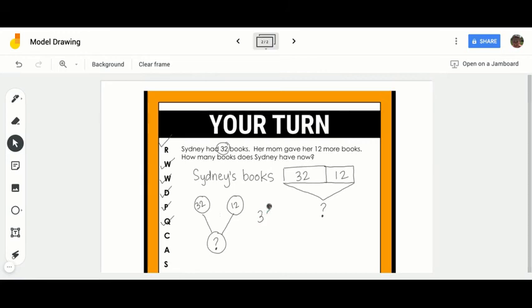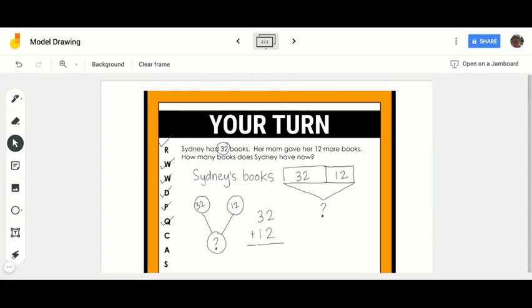So I'm going to add 32 plus 12. And I'm going to solve this using the algorithm. I have it nice and lined up and set up for that. But you may choose how you would like to set it up. If you want to do it in the hundreds, tens, and ones chart, you may do that. So go ahead and solve 32 plus 12, and then come back and check your answer with me, okay?